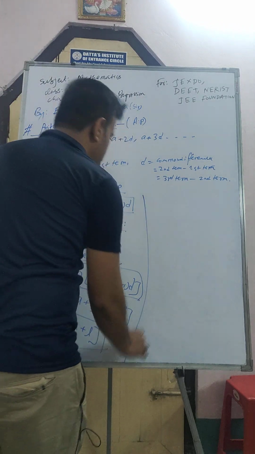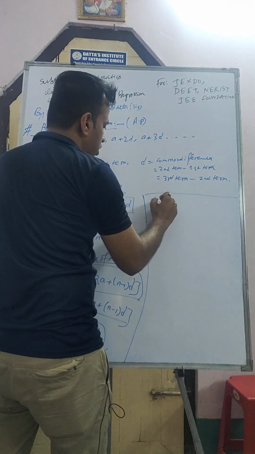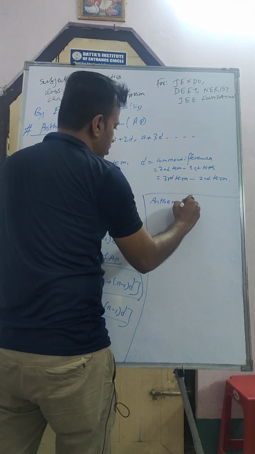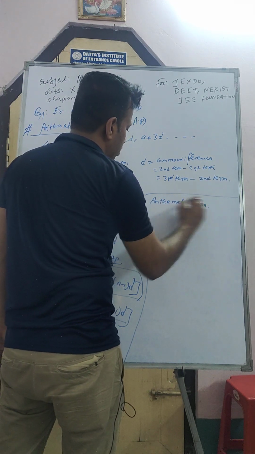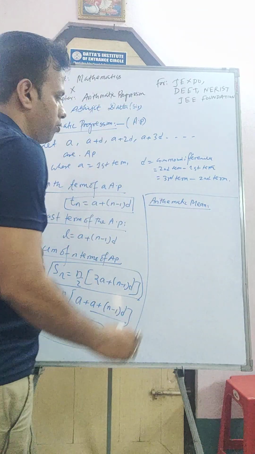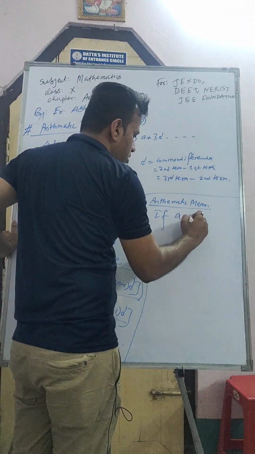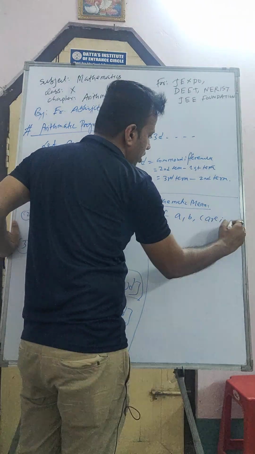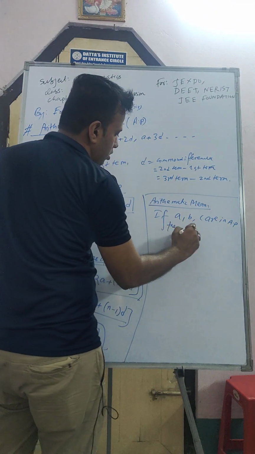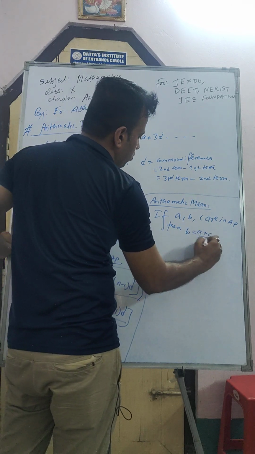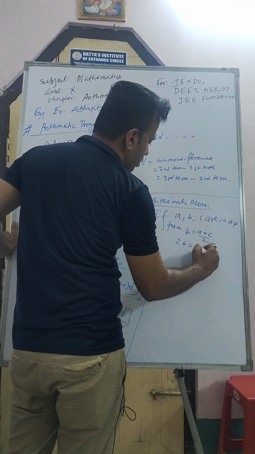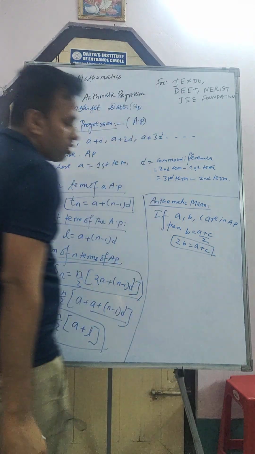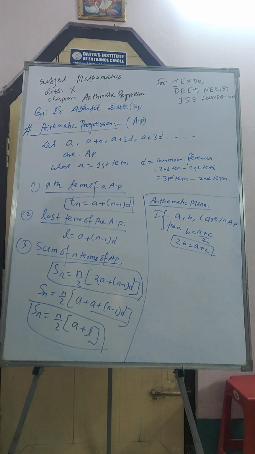Next we will do arithmetic mean. So if A, B, C are in AP, then B equal to A plus C by 2, or we can say 2B equal to A plus C. Okay, fine. So write down this formula. Next, there are some other properties, we will discuss.